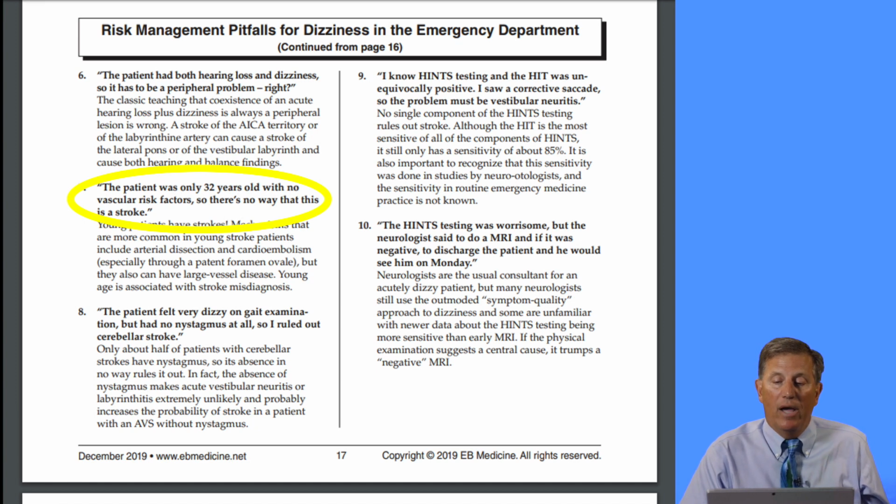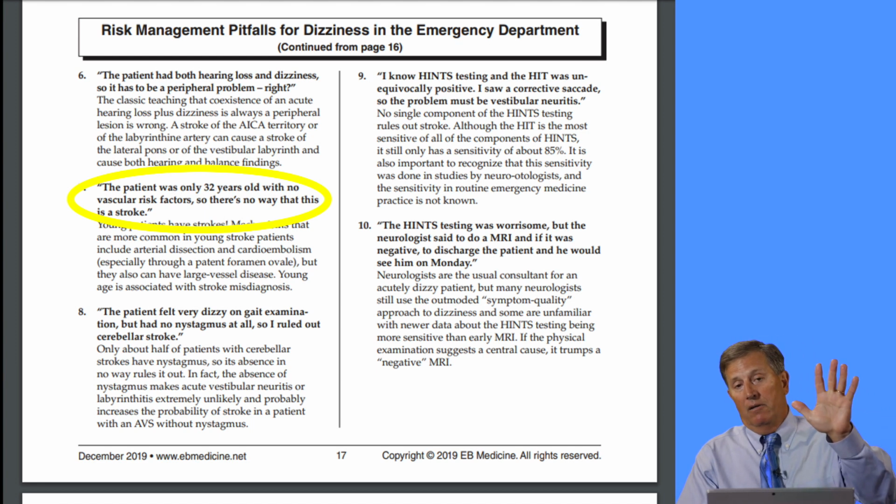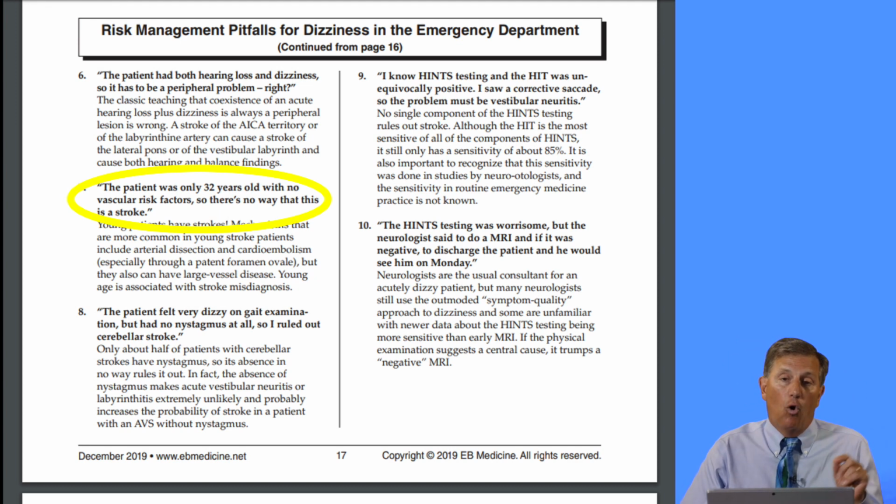Number nine, I know HINTS testing, the HIT test, was unequivocally positive. I saw a corrective saccade, so the problem must be vestibular neuritis. Remember, you need to have all 5 findings be correct or negative for posterior stroke on the HINTS test in order for you to be able to say it's not a posterior stroke.